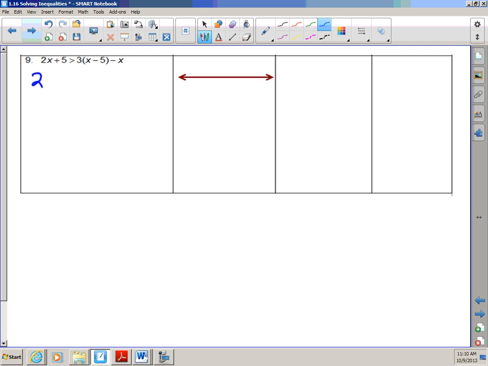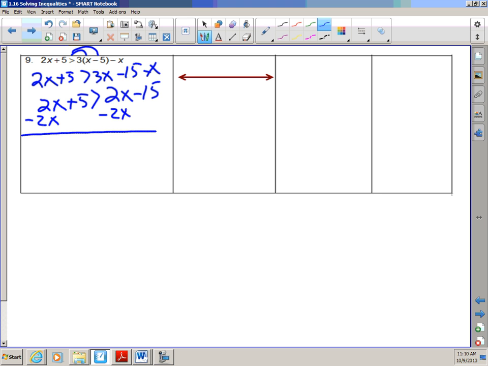Again, I'm going to solve first by using the distributive property. 3x minus 15 minus x. Nothing to do on the left side. Combine like terms. Now, you may notice this here, but that's okay. Get rid of the 2x. You are left with the statement 5 is greater than negative 15. The x's have been canceled out.